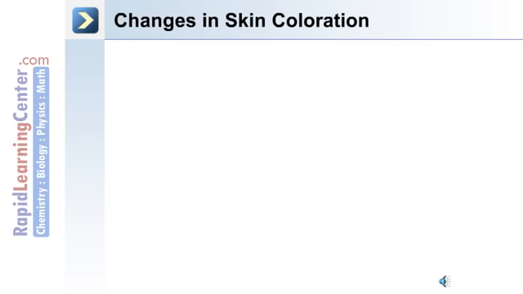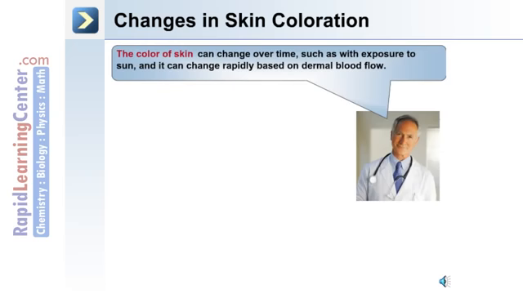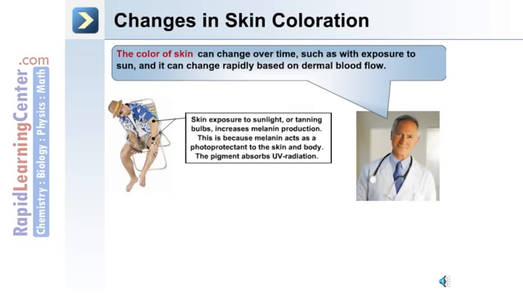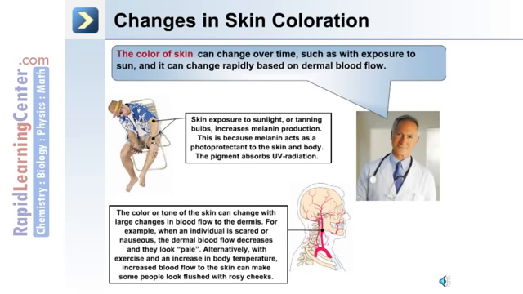Skin color can be a measure of how healthy an individual is. And the color of the skin can change over time, such as with exposure to the sun, or rapidly, which is based on dermal blood flow. When the skin is exposed to sunlight or tanning bulbs, there's an increase in the production of melanin. And this is because melanin acts as a photoprotectant to the skin and body. The pigment itself absorbs UV radiation.